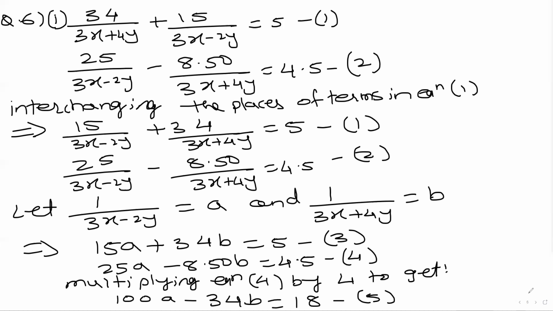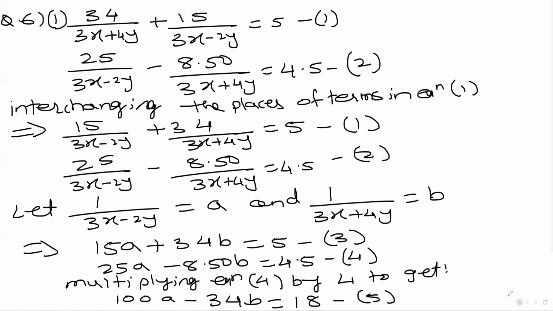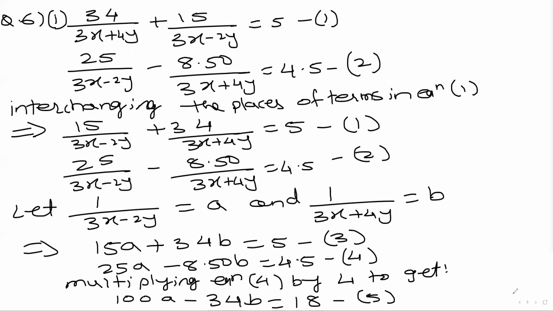You get 15a plus 34b is equal to 5. This equation plus 100a minus 34b is equal to 18. Right? Is that correct? Yes, sir.